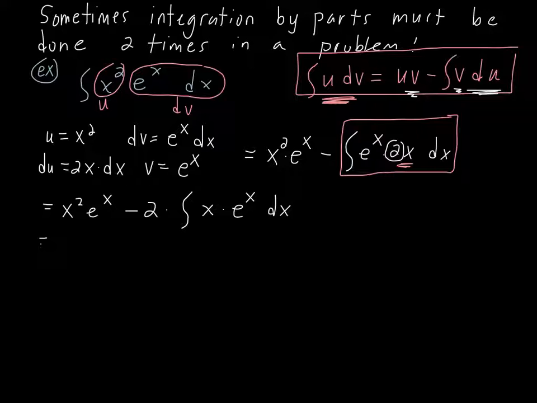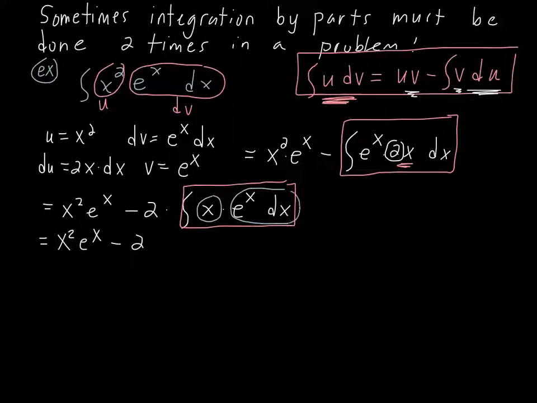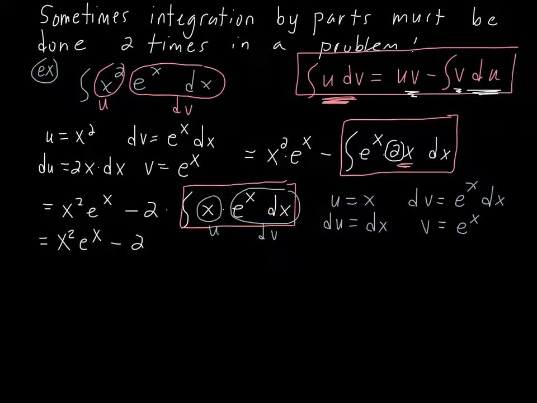So we have our x squared e to the x minus 2, and then pretend that this is the new mini problem within the big problem. We're going to let this x be our u, and this e to the x dx be our dv. So u is equal to x, dv is equal to e to the x dx. The derivative of u is du, the derivative of x would be 1, and then dx. Working backwards here, we have dv, and we need v, so we need to integrate, and we have e to the x.